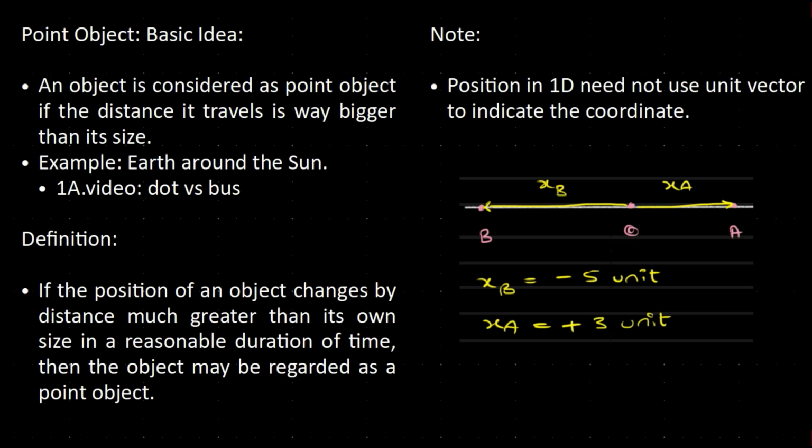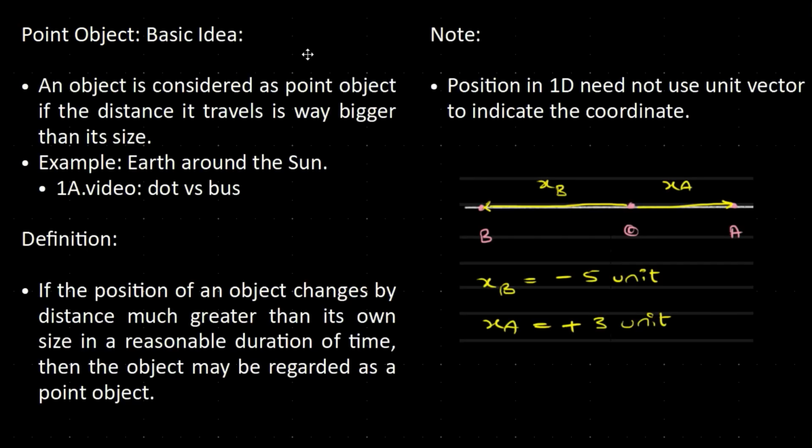So we just saw the funda of point object. An object can be considered a point even though it's huge. For us, it's huge: Earth, train, car. But we can consider it a point object provided the distance it covers in a reasonable duration is much, much greater than its own size. One more example is an ant. An ant moving across the room is a big deal for the ant, though for us it might not be. So we can consider the ant to be a point object.